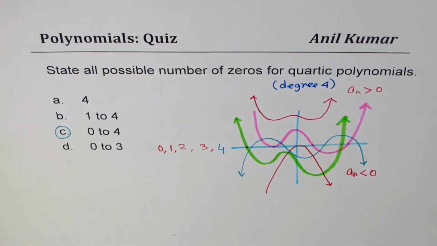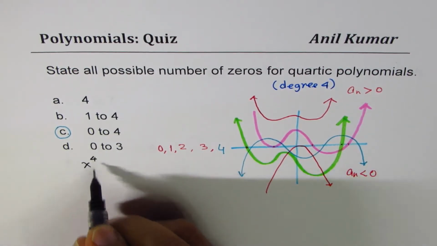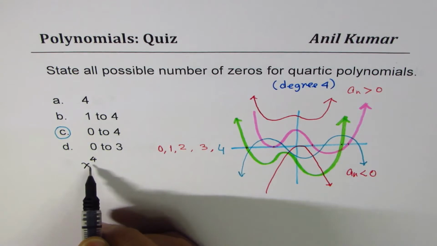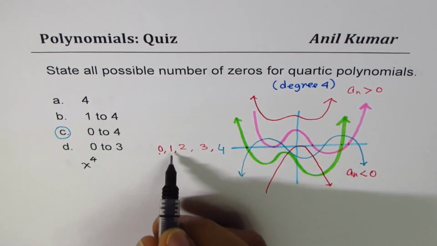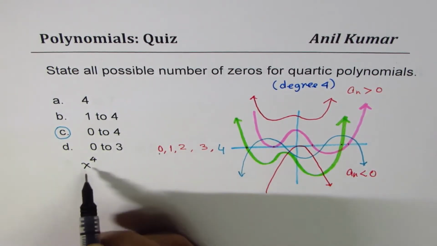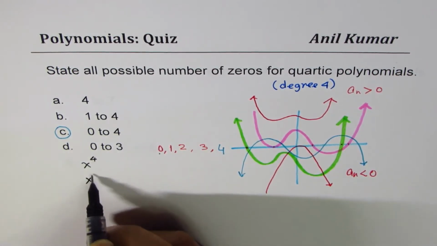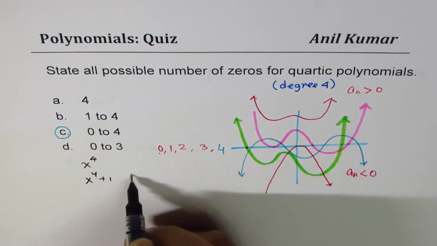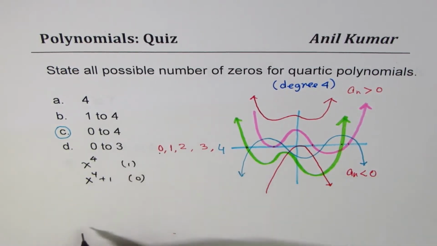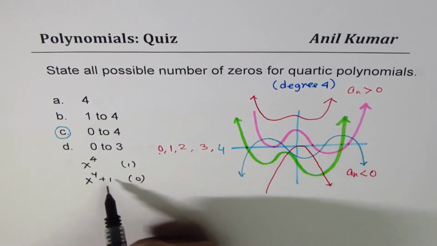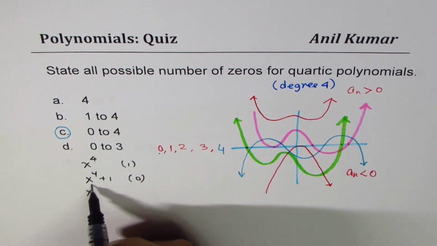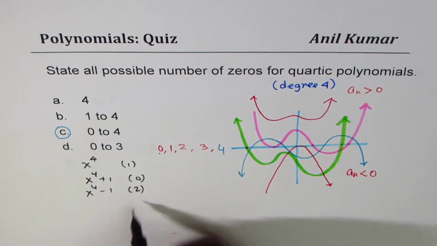Giving you equations for each kind so that it's very clear. If I have x to the power of 4, for example, I have only 1 0, right? We could have x to the power of 4 plus 1. So number of zeros is 0. This is number of zeros is 1. And if I put x to the power of 4 minus 1, we get 2 zeros.